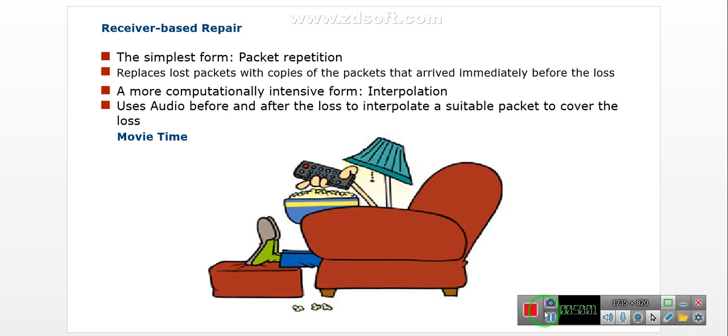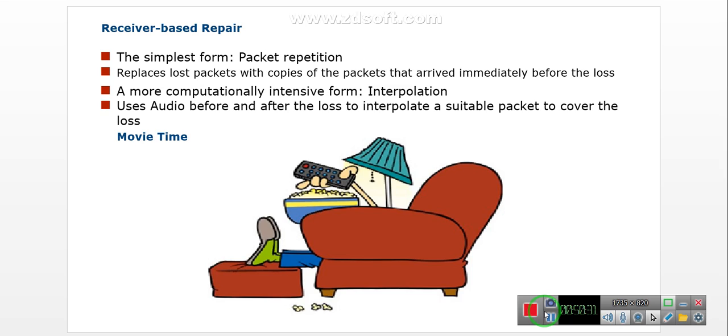So the receiver-based repair is simple. The simplest form is packet repetition. It replaces a lost packet with a copy of the packet that arrived immediately before the loss. So it is the same as we saw in interleaving. So when the data is going to be corrupted, the method of interleaving is going to be used there to reduce the packet loss.